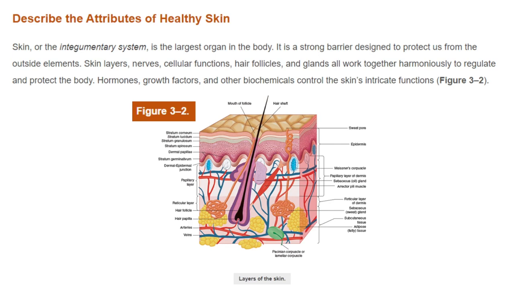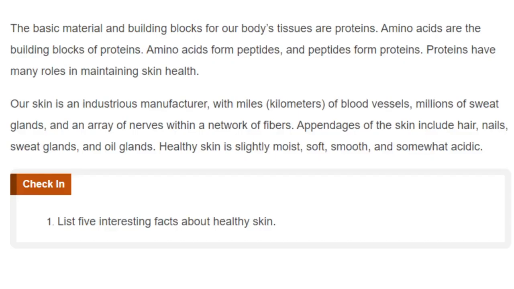Figure 3.2. The basic material and building blocks for our body's tissues are proteins. Amino acids are the building blocks of proteins. Amino acids form peptides, and peptides form proteins. Proteins have many roles in maintaining skin health.